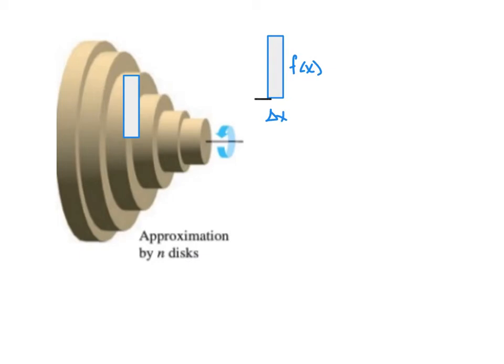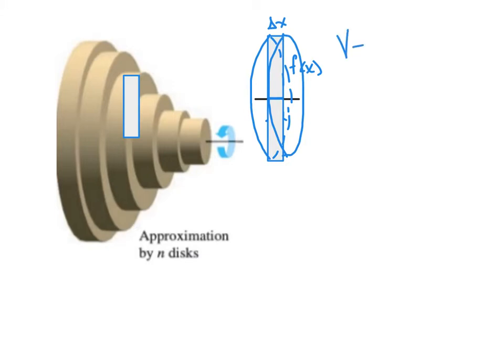But now, since that representative rectangle sits on top of the x-axis, we're going to rotate it around the x-axis, and we'll create this disk. Now, if we're going to find the volume of a disk, remember, it's the area of the base times the height. Well, in this case, our base is a circle, so its area would be pi r squared, where the radius of our disk is that f of x. And then the height or the depth of that disk is our delta x.